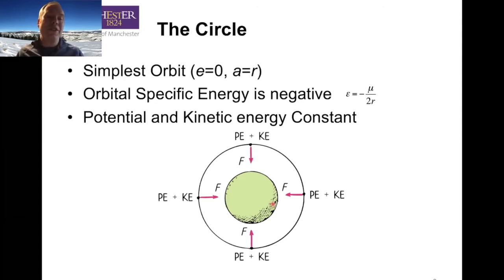So what's this about energy? Well, each orbit has a specific energy associated with it. And for a circular orbit, a closed orbit, this specific energy, epsilon, is negative. It's minus mu over 2r. So it depends on the depth of the gravity well and how far away you are from it. And obviously, the further out you get, the closer this number gets to 0.